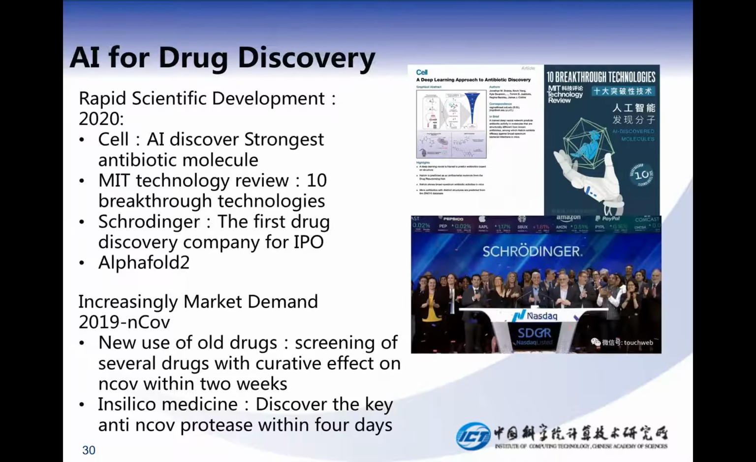has become the first drug discovery company to IPO. Also, AlphaFold 2, two days ago, just achieved protein structure prediction results very similar to the real data. The market demand for it is also increasing, especially with the outbreak of the 2019 novel coronavirus disease. And within 2 weeks, the Chinese government announced new uses of old drugs.